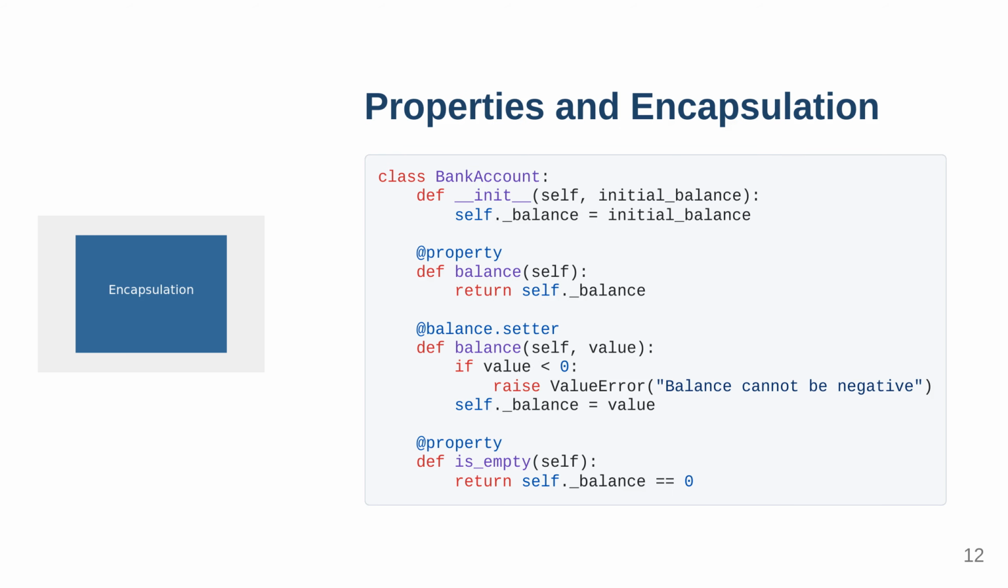Properties provide a way to control access to class attributes. The @property decorator creates a getter, while @attr.setter creates a setter. This allows us to add validation and computation while maintaining a clean interface. The underscore prefix, _balance, is a convention indicating the attribute is intended for internal use. This is how Python implements encapsulation.